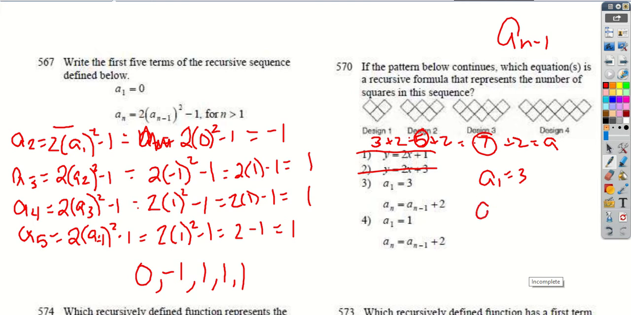My recursive is a sub n equals a sub n minus 1 plus d. And d is 2, so a sub n is equal to a sub n minus 1 plus 2. The first term is 3, and then I'm doing a sub n minus 1 plus 2. I don't need anything else. So this is my formula. That's the first term. We're choosing choice 3.